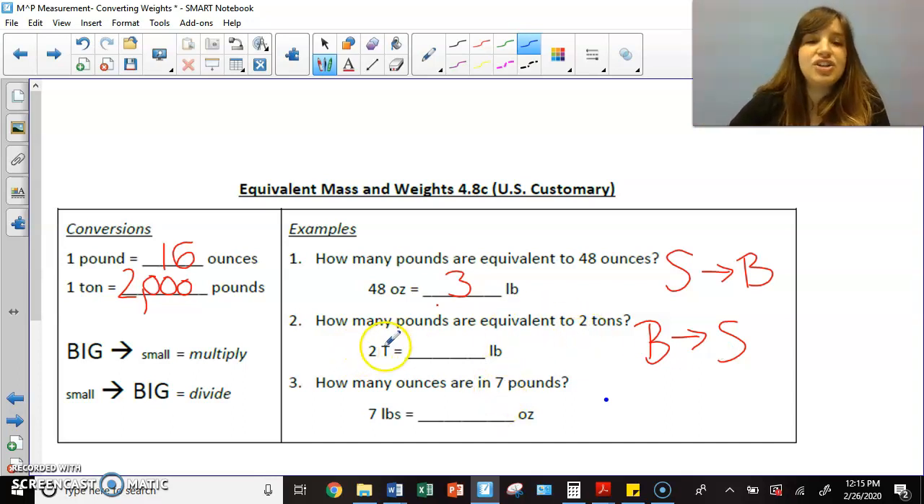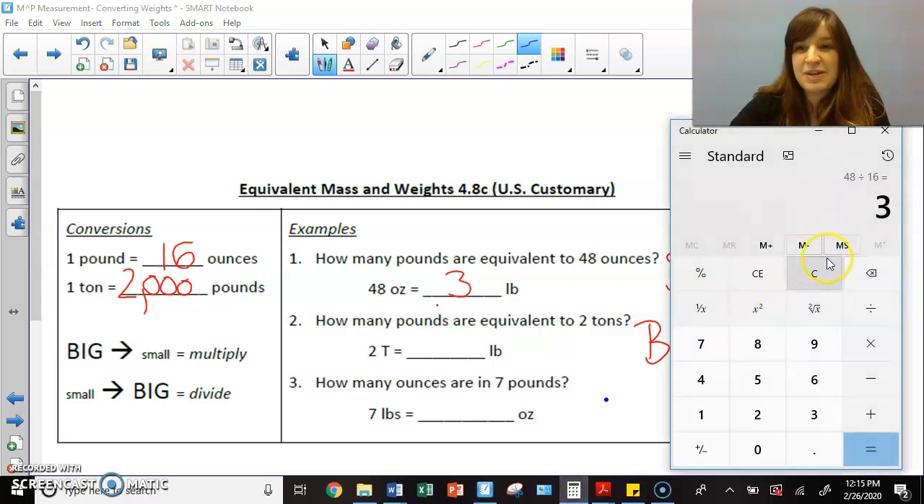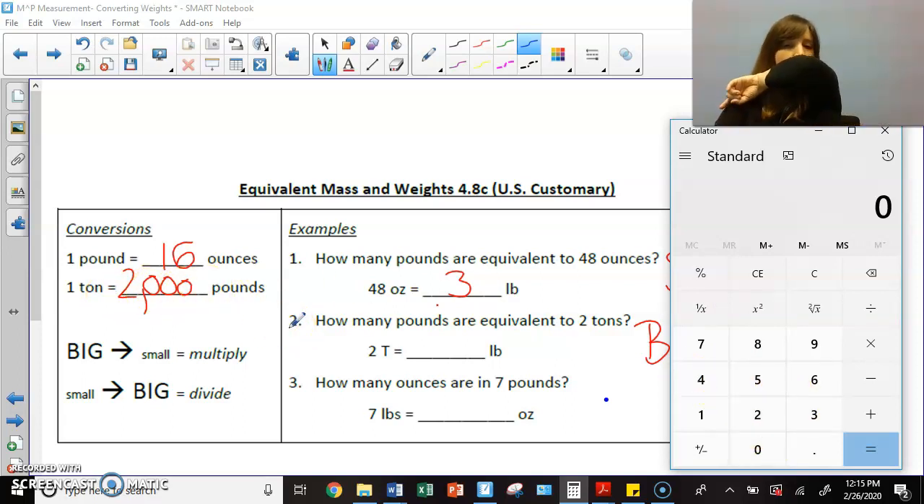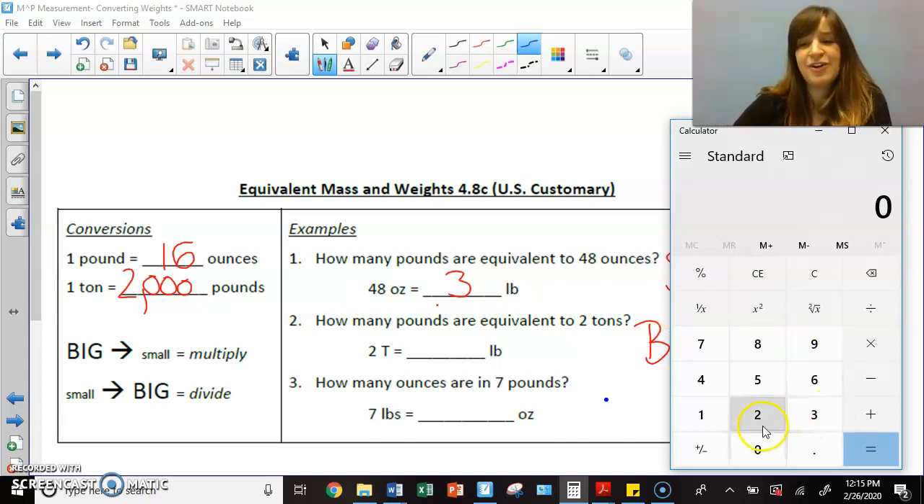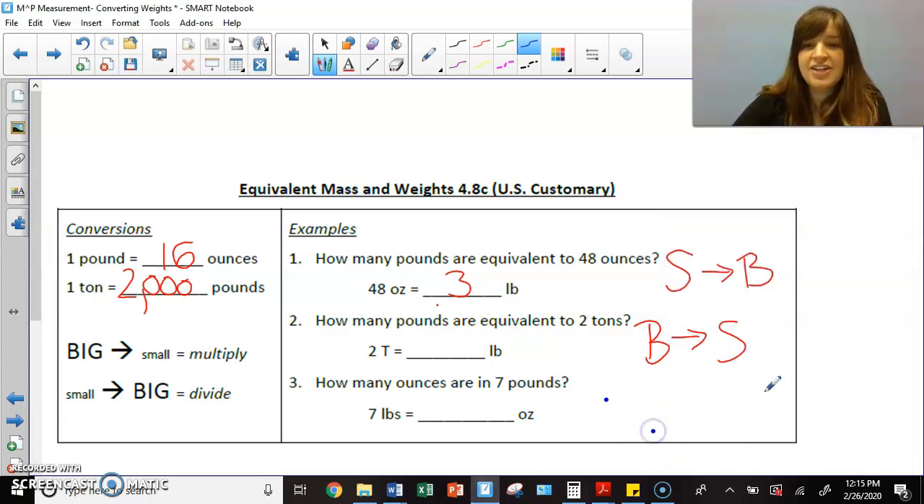So from big to small, I multiply. I'm going to take 2 and multiply it by 2,000. You should be able to do this because you just take the number 2 right here and multiply it by the 2 right here and you get 4. And then there are 3 zeros here, so you would add 3 zeros to the end of your answer because 2 times 2,000 is 4,000. Anytime you multiply something by 2, it's the same thing as adding it twice. And 2,000 plus 2,000 is 4,000.